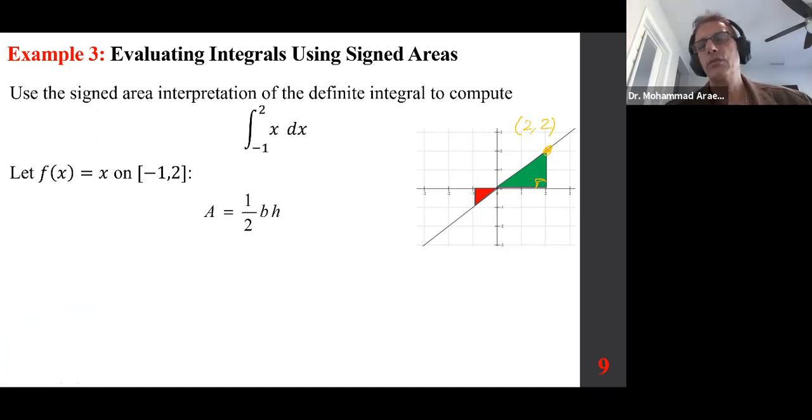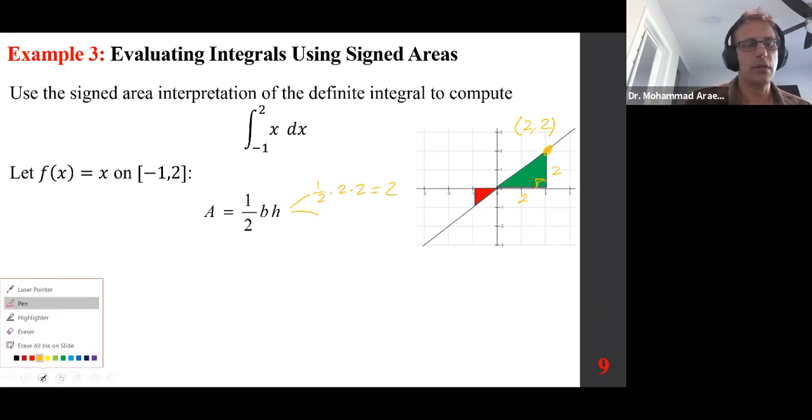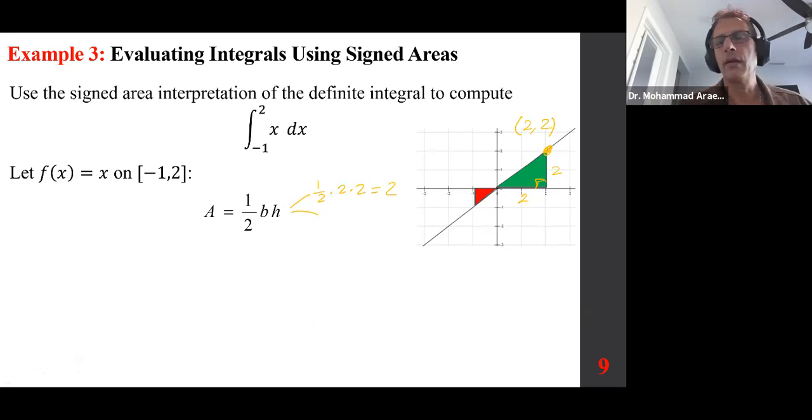Each leg is 2, and the area becomes 1/2 times 2 times 2, which is 2. In the case of the red one, this is located at -1, -1. So this distance is 1. We are looking at the distance, okay? 1/2 times 1 times 1, which is 1/2.